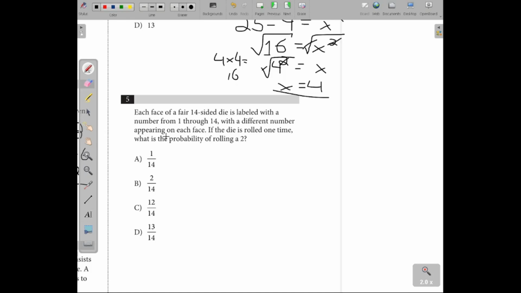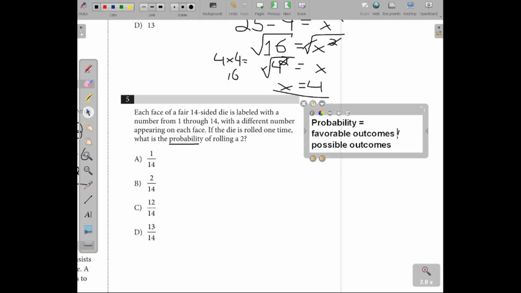Now number 5. We're talking about probabilities. In order to find the probability, we need to know this probability formula, that is equal to the favorable outcomes divided by the possible outcomes.